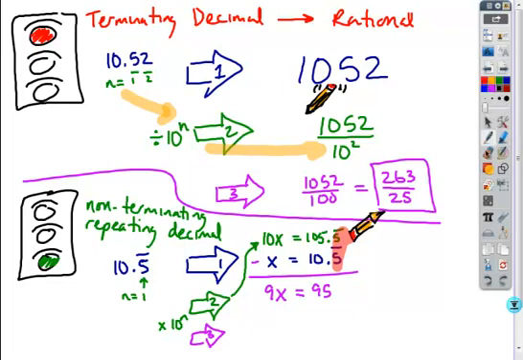Okay, and then that takes you to the final step, which is to solve for your x. When I divide both sides by 9, I simplify my fraction if I can. In this case, I don't have to simplify it. I get 95 over 9. That is my rational form. There's nothing that can cancel or reduce from this.